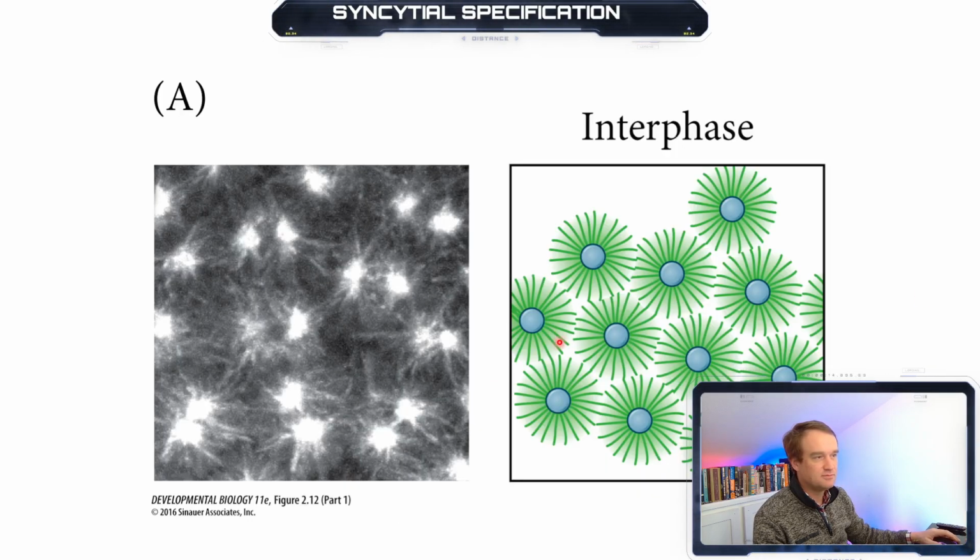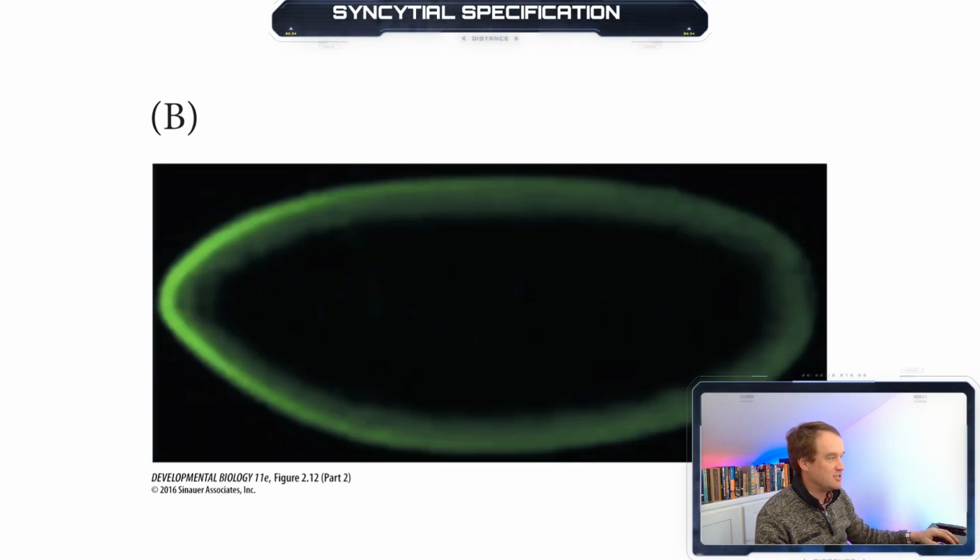There are actin and microtubule interacting proteins and centrosomes that hold these nuclei in place and pull them to the edge of the cell. You can see the nuclei here and all these little fibers coming off of them. That prevents them from drifting off and helps to sequester them to the edge of the cell.